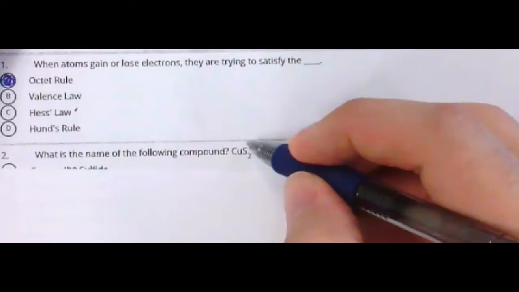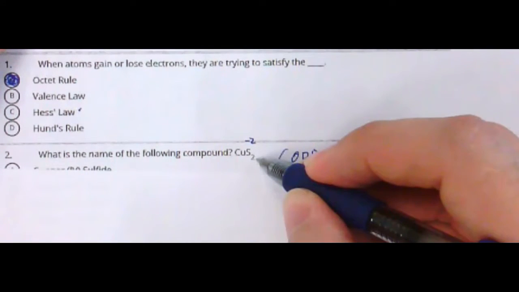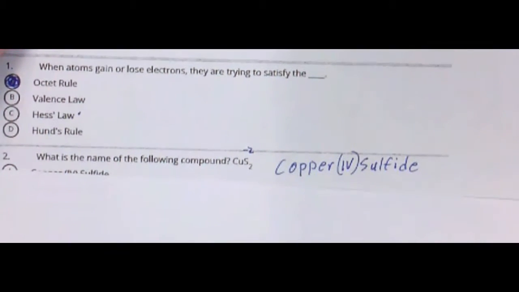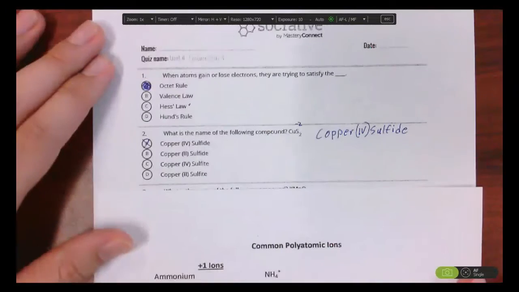This is quick and easy. What's the charge of sulfur? -2. So -2 times 2 divided by 1, that'd be 4. Now find your answer that coincides with this. A. That is correct.